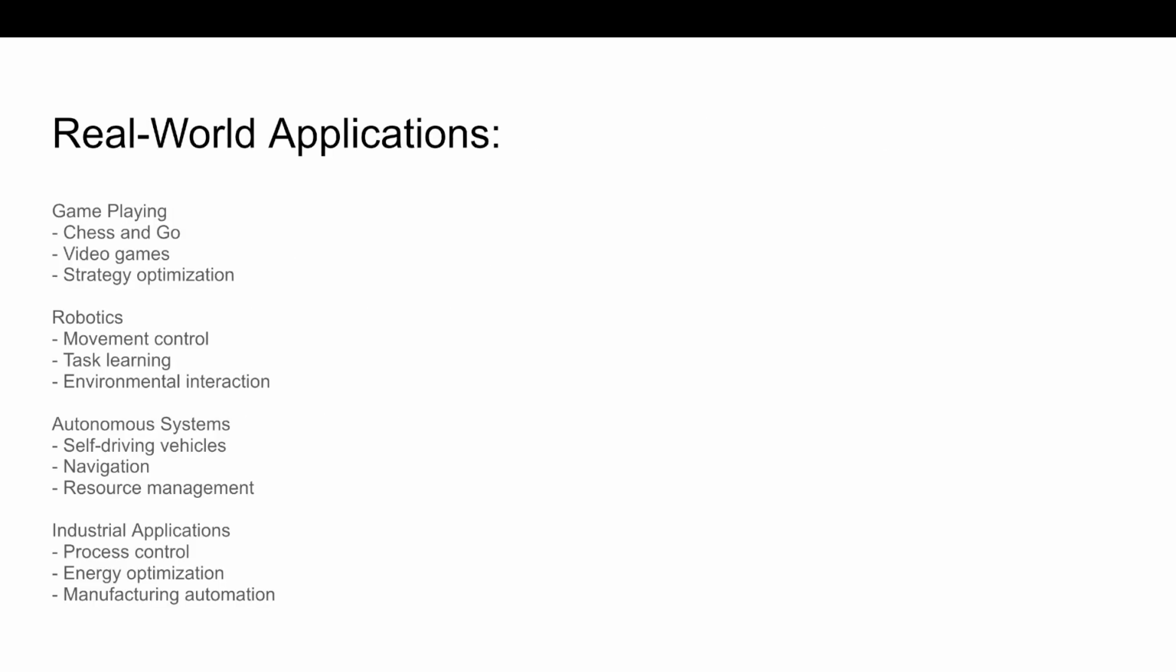Reinforcement learning has been a game changer in many domains, including game playing. Reinforcement learning has been used to create AI agents that can master complex games like chess, Go, and Atari games, often surpassing human-level performance. Robotics.